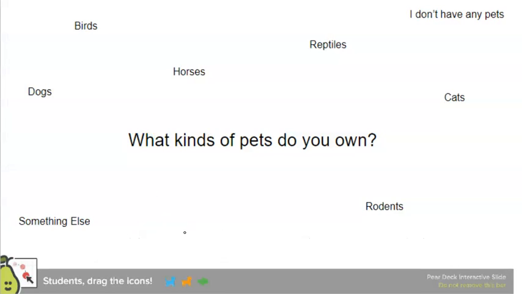On the Pear Deck slide, answer this question. Drag the icons on what kind of pet you own. For example, if you own a horse, drag one of the icons over horse. If you have something else, drag it over here. If you don't have any pets, drag your icons over here.